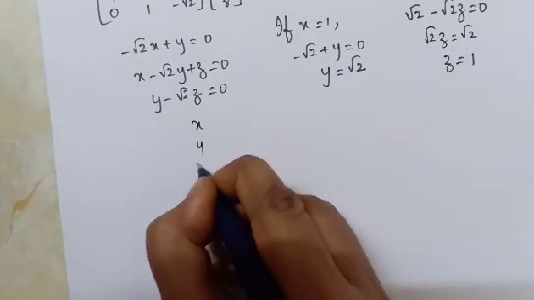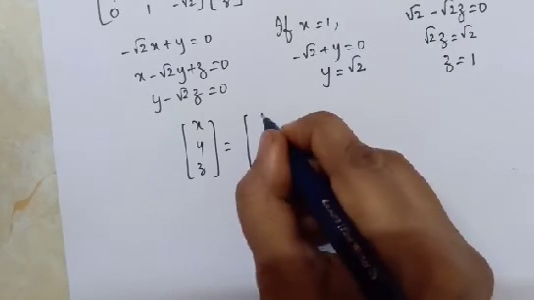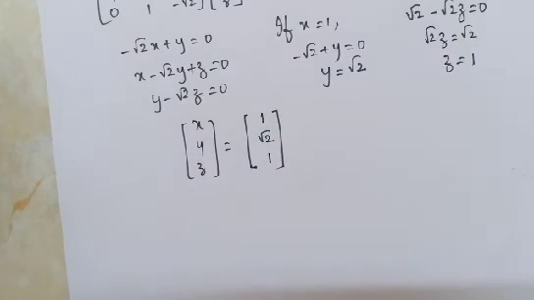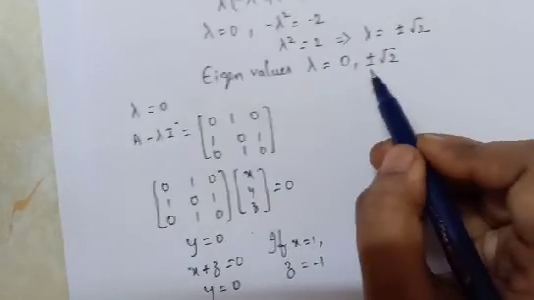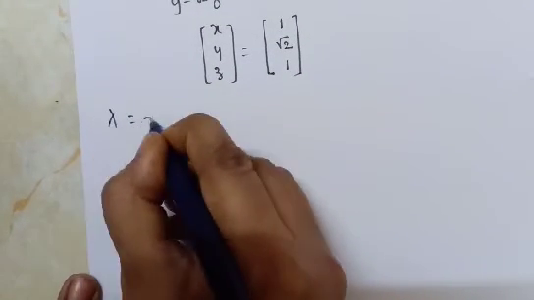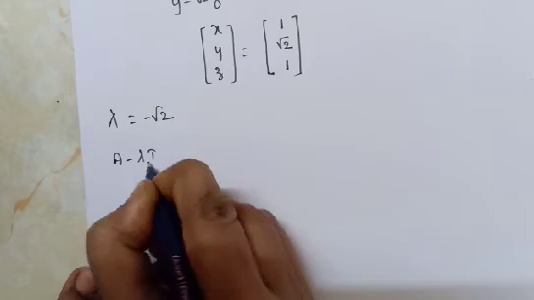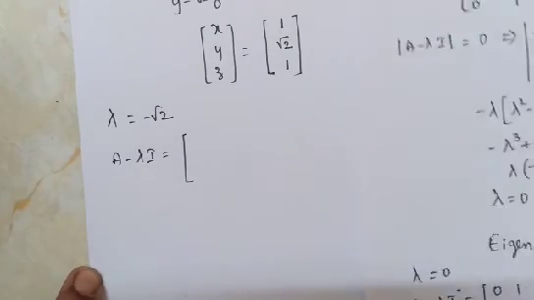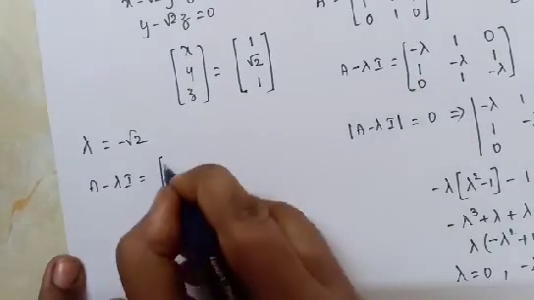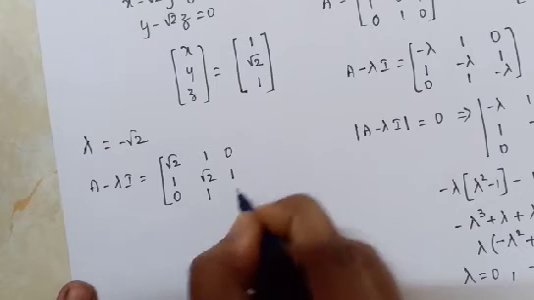So what do we get? The x, y, z vector value is equal to 1, root 2, and 1. Then we got two values of lambda, plus or minus root 2. So we will substitute now lambda is equal to minus root 2 in A minus lambda I. So in that case, the A minus lambda I matrix will become root 2, 1, 0; 1, root 2, 1; 0, 1, root 2.